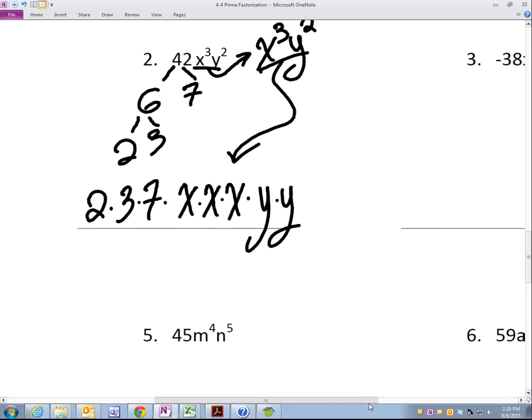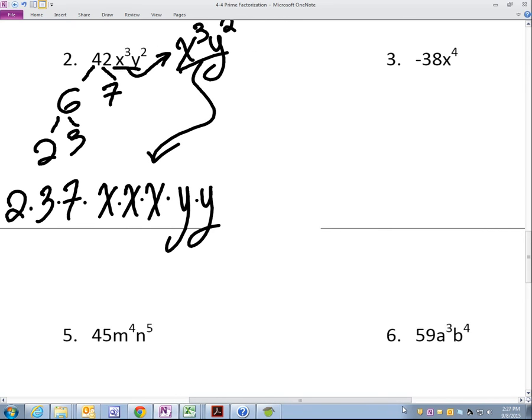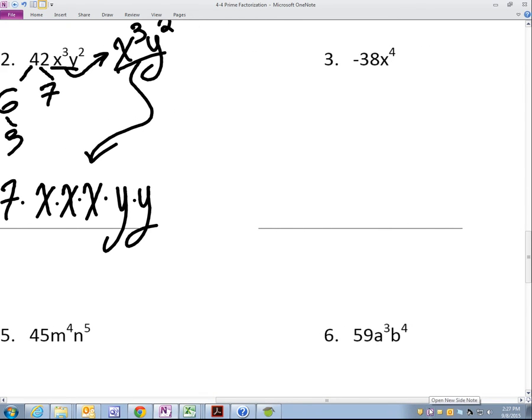Now let's do the box method on this one. Yes, sir. When you're writing them out, can you, instead of writing out x times x times x, do x cubed? No, because that's the opposite of what we're trying to do. We're trying to get prime factorization where everything multiplied together at the end is going to give you that. We're not using exponential form.